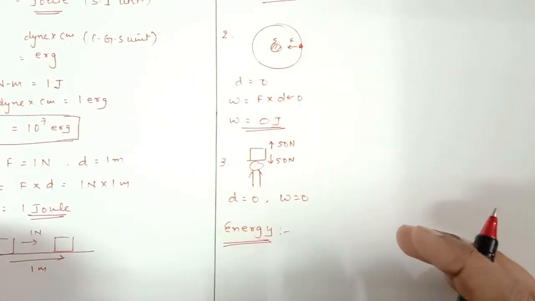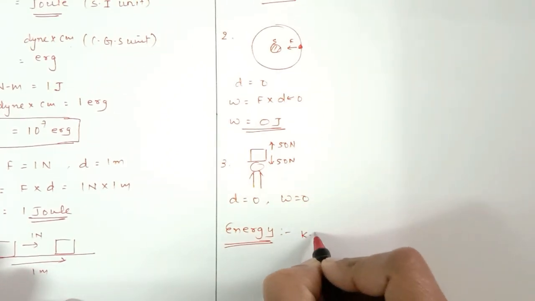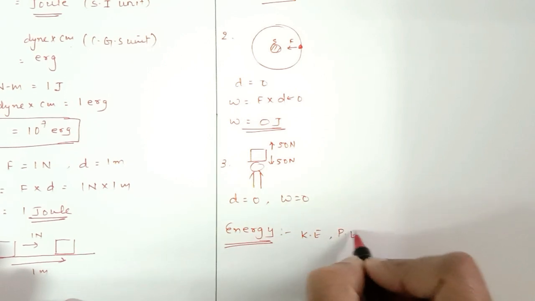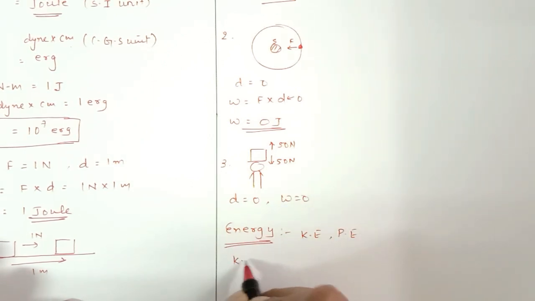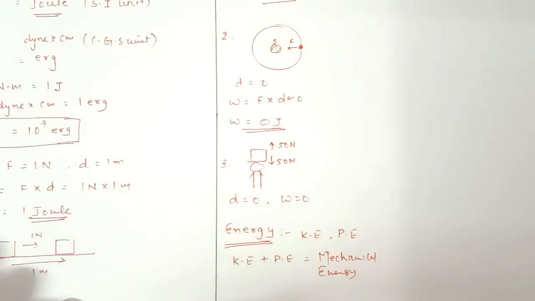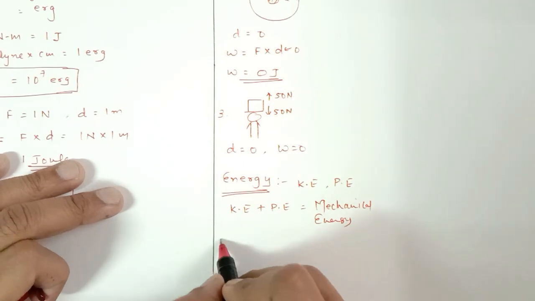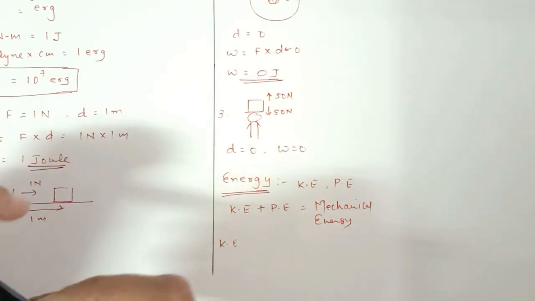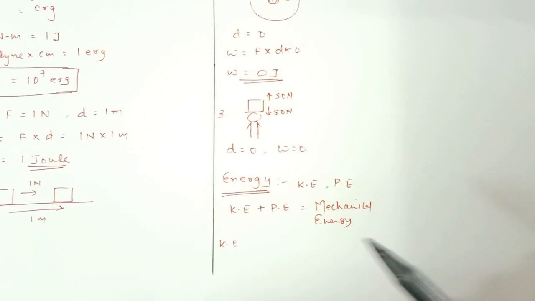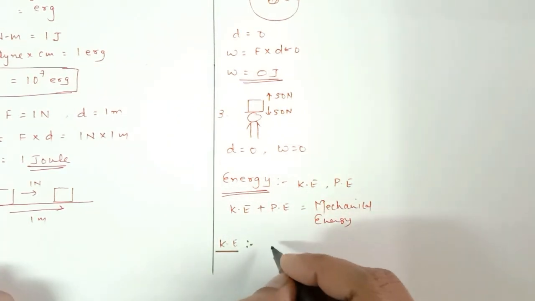So people, in our energy chapter, we are supposed to discuss kinetic energy, potential energy, and the sum of kinetic and potential is called mechanical energy. Right? Now let's talk about kinetic energy very fast. Kinetic energy is the energy possessed by the body due to motion.